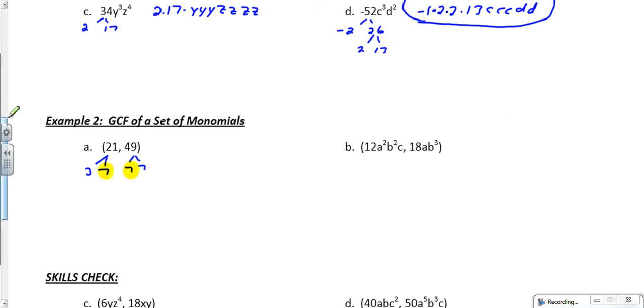So the greatest common factor for those numbers would be 7. Next one, 12 and 18, so let's find that out.